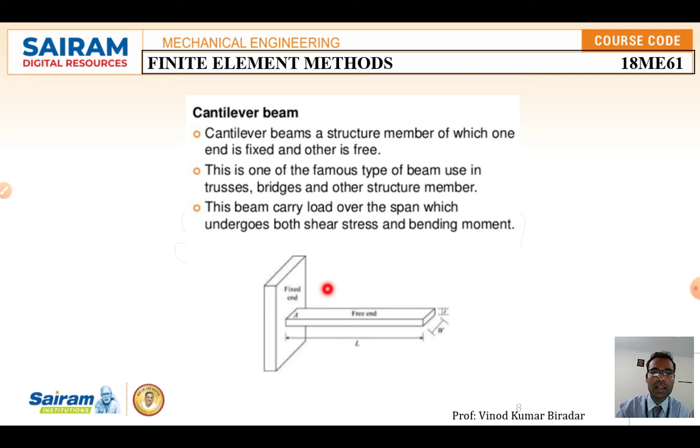This beam carries a load over the span, which undergoes both shear and bending moment. Look at this, this is a rod. This is the element, so one end is completely fixed on this side and this side is free. Here the load is going to act on this element, and because of the load the deformation takes place. Such a type of element you are going to call a cantilever beam.